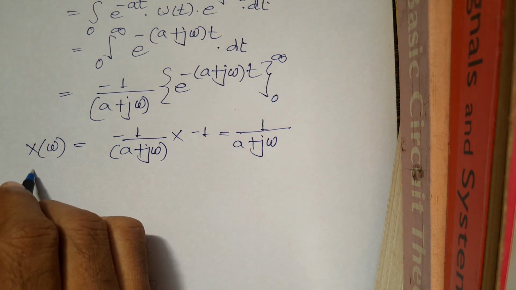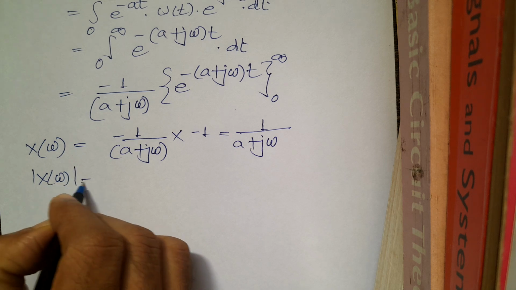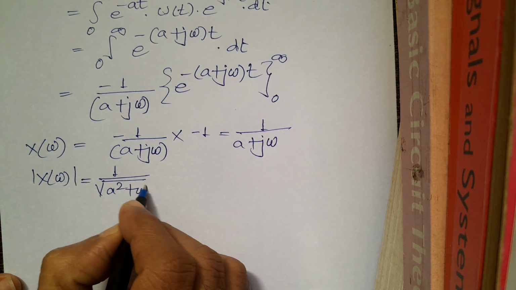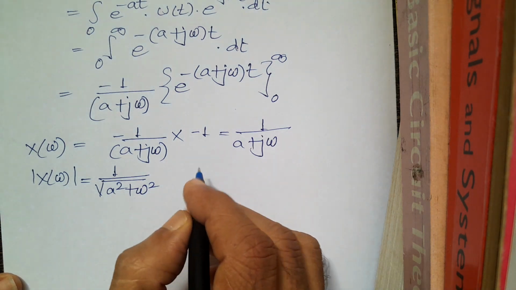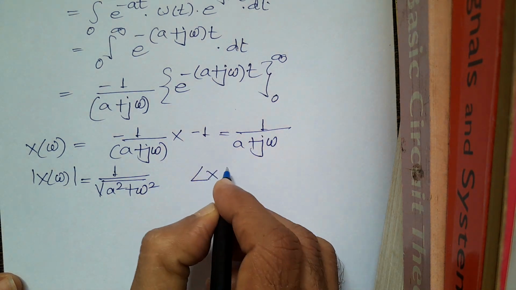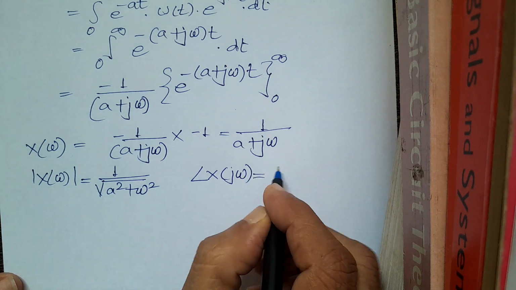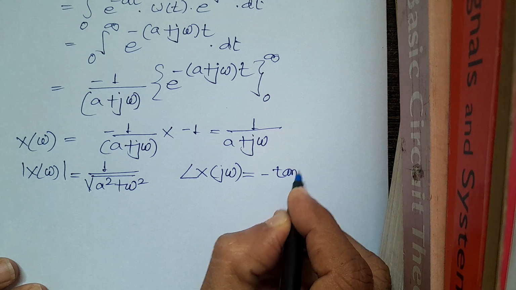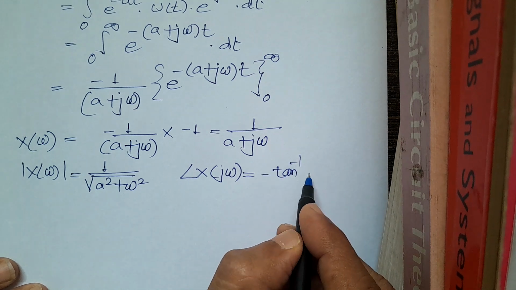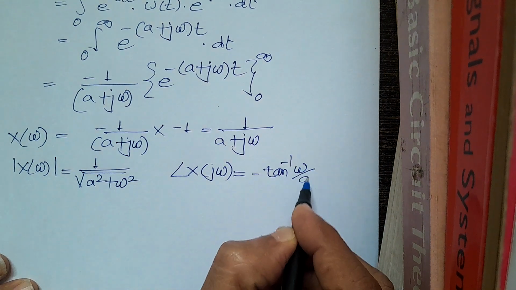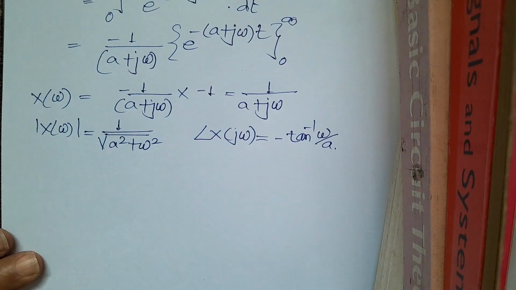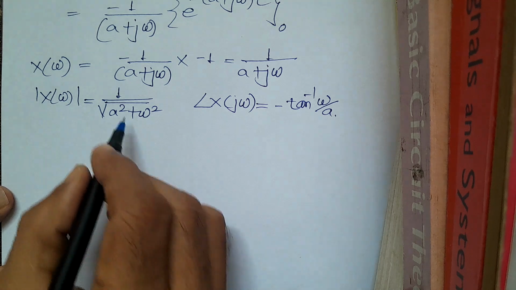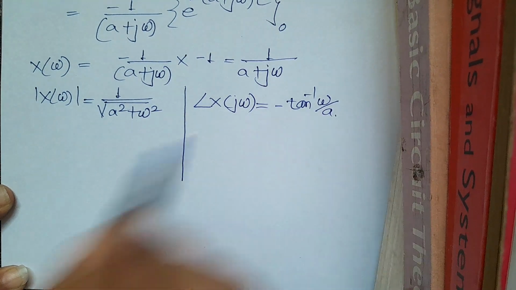So the magnitude of X(omega) is equal to 1 over square root of (a squared plus omega squared), and the angle of X(j omega) is, as this is in the denominator, minus tan inverse of omega by a. Okay, so we have to find now the magnitude and phase plots.